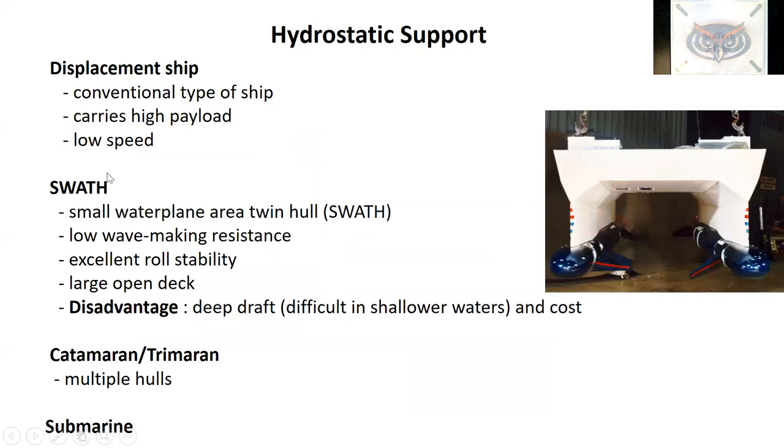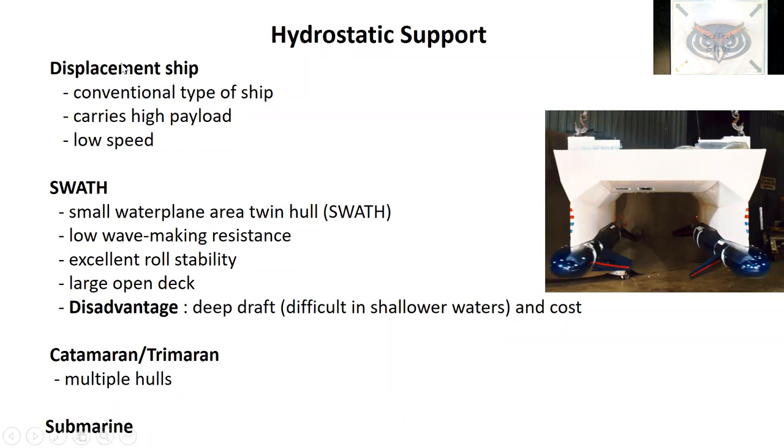This is the SWATH that I was talking about. It's a small waterplane area twin hull. So you see, the water level will be somewhere here, and the cross section that's wetted is very small, but you still generate enough support from all of these very thick submerged parts. Just like regular catamarans, it has very good roll stability, but because you need to be submerged significantly, you have a deep draft, so you cannot go into coastal or vegetated areas.